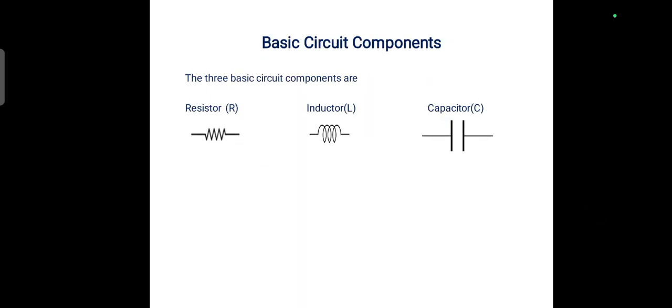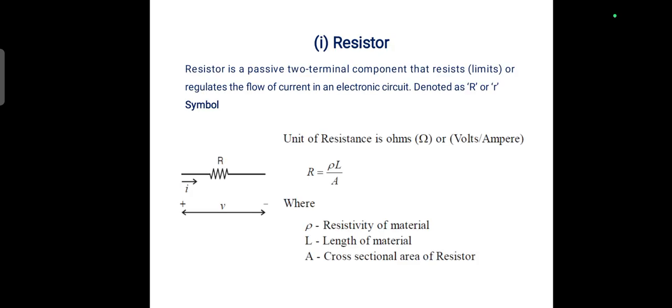And the basic circuit components. The three basic circuit components are resistor, inductor, and capacitor. These are the symbols of the resistor, inductor, and capacitor. First, we will take the resistor and discuss it in detail. The resistor is a passive two-terminal component that resists, limits, or regulates the flow of current in an electric circuit. It is denoted as capital R or a small r. This is the symbol shown for the resistance.